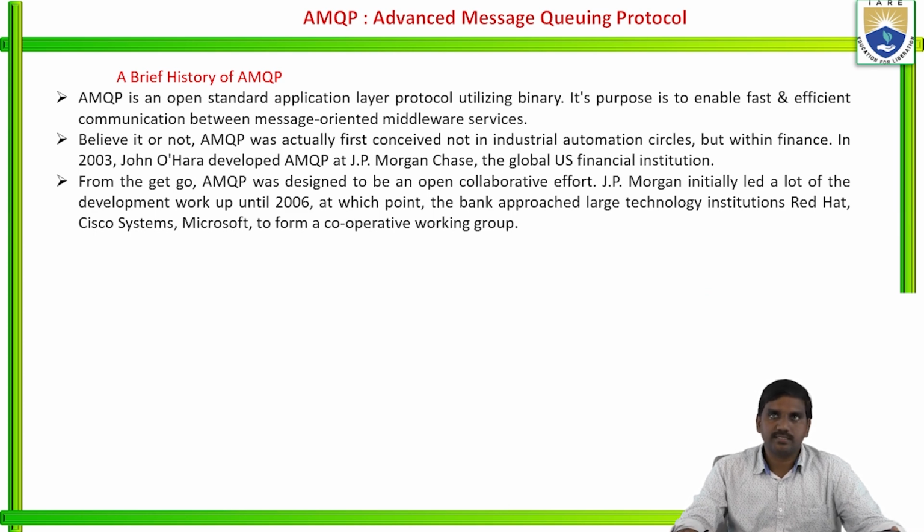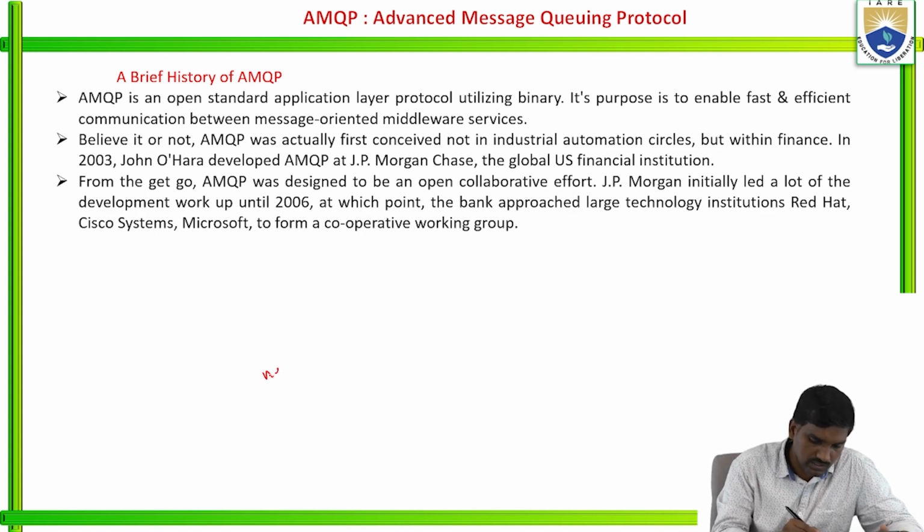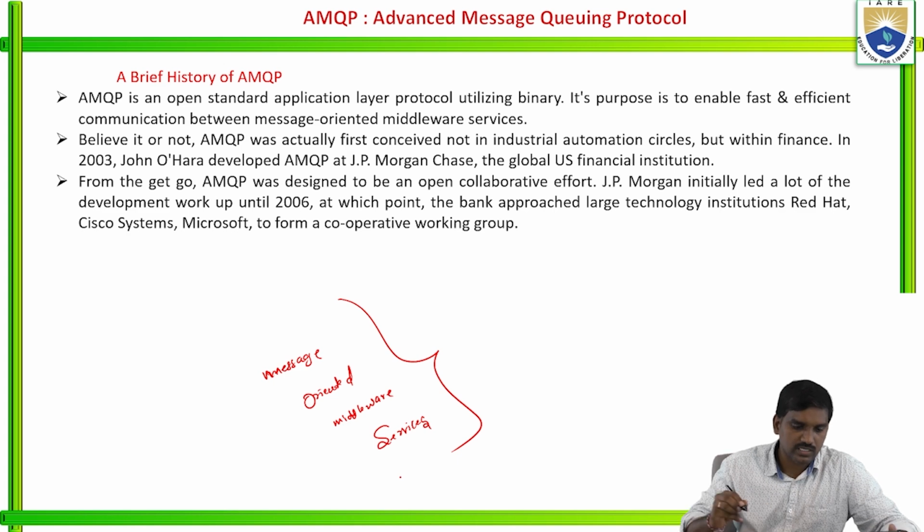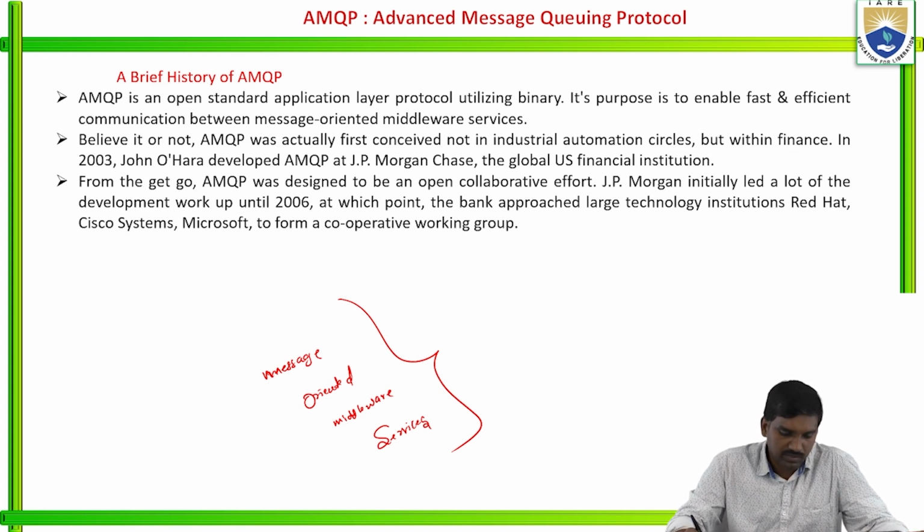Next, a brief history of AMQP. AMQP is an open standard application layer protocol utilizing binary. Its purpose is to enable fast and efficient communication between message-oriented middleware services. Believe it or not, AMQP was first conceived not in industrial automation circles, but within finance in 2003.